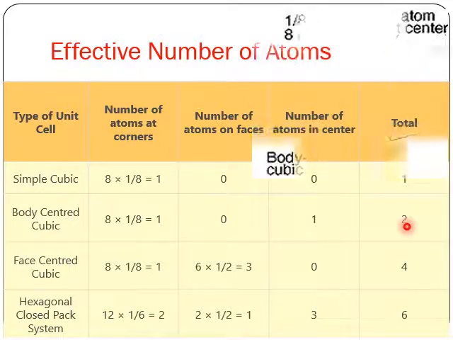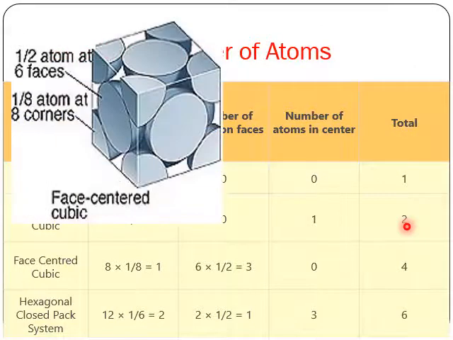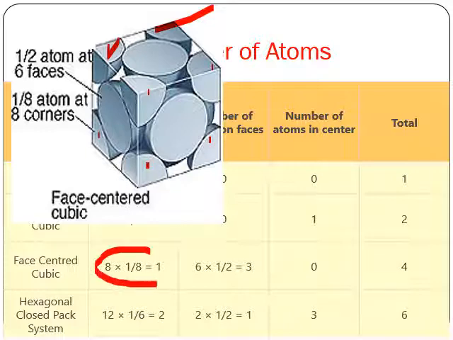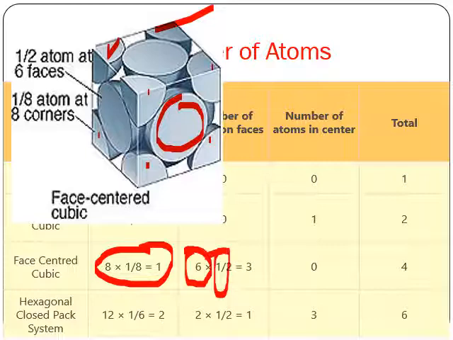So next one, we are going to have face centered. Even in the face centered, you can see there are 8 atoms, 1, 2, 3, 4, 5, 6, 7, and one more behind. So 1 by 8 into 8 will remain the same. But now at each face we have one atom. There are a total of 6 faces, so we have 6 atoms, which are each shared by 2 unit cells. That is 1 by 2.